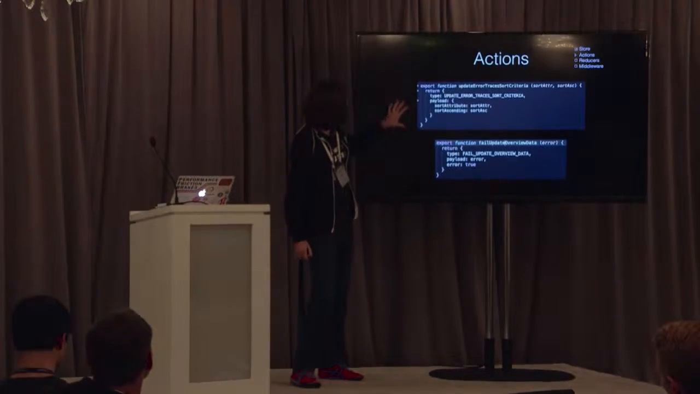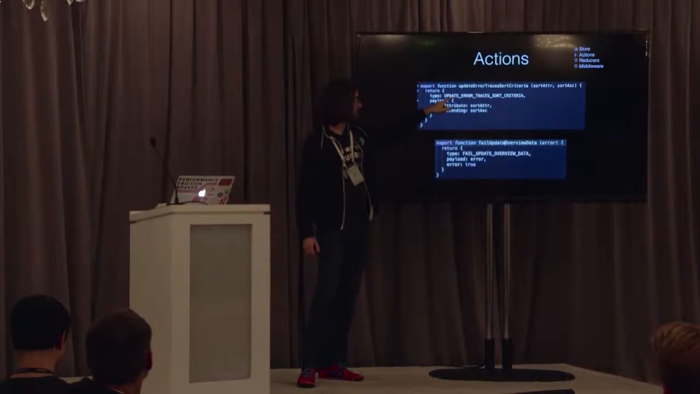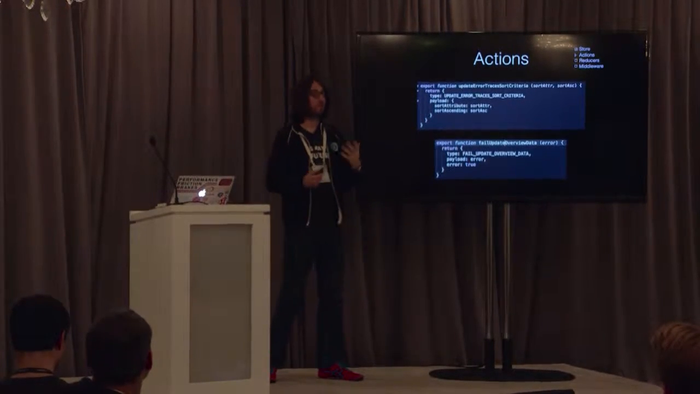So you can see that this is just a function that's returning an object. So here's my object, here's type. This, again, is a constant. The value of this constant is actually the same thing. And then in the payload, you can put whatever you want.